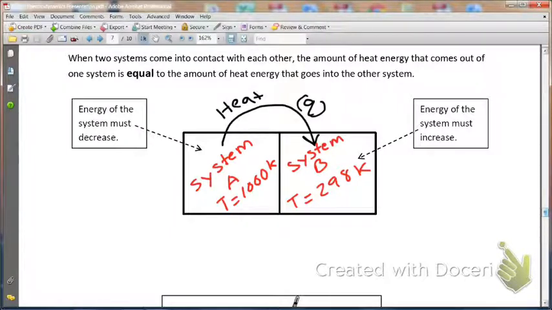Now, the amount of heat energy that system A lost. Remember, if a system loses energy, then we give it a negative sign. So the total amount, or the magnitude, of heat energy lost by system A must equal the amount of energy gained by system B to obey the first law of thermodynamics, or law of conservation of energy. All right?